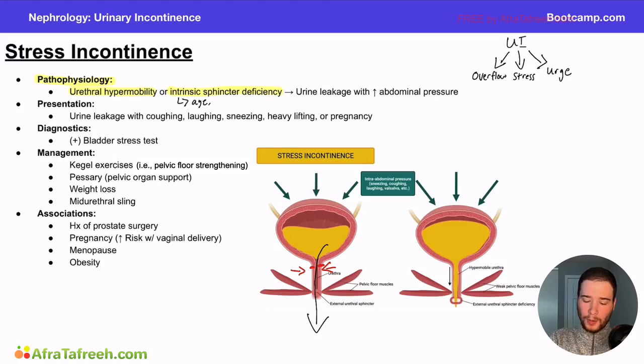The other primary way that patients can get this is due to intrinsic sphincter deficiency, and this is most commonly related to increase in age, pelvic surgery in either males or females, or trauma. And overall, the constellation of either one of these causes can lead to urine leakage with increased intra-abdominal pressure.